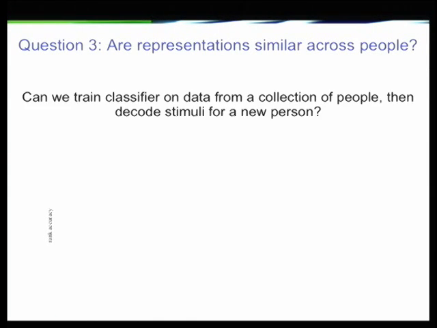Okay, so then another question you could ask is about similarity across people. When you think of bottle, is it the same as that person we were looking at up there on the screen? And again, we can convert this into a simple machine learning question. Can we train a classifier on the people on the right side of the room and then use it to decode what the people on the left side are thinking?